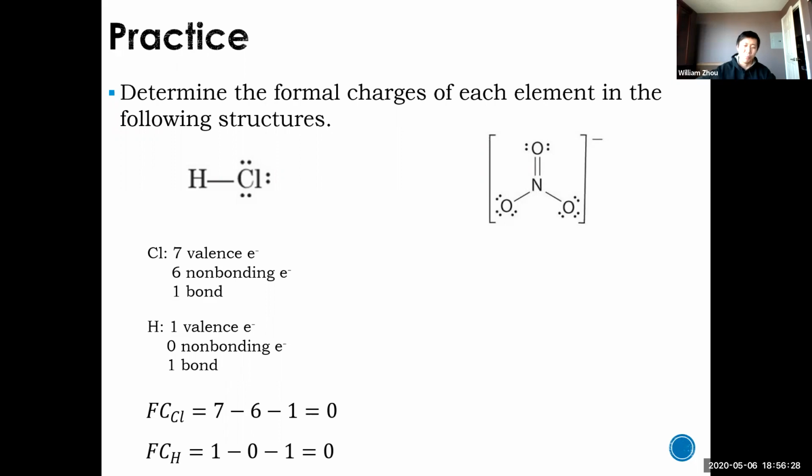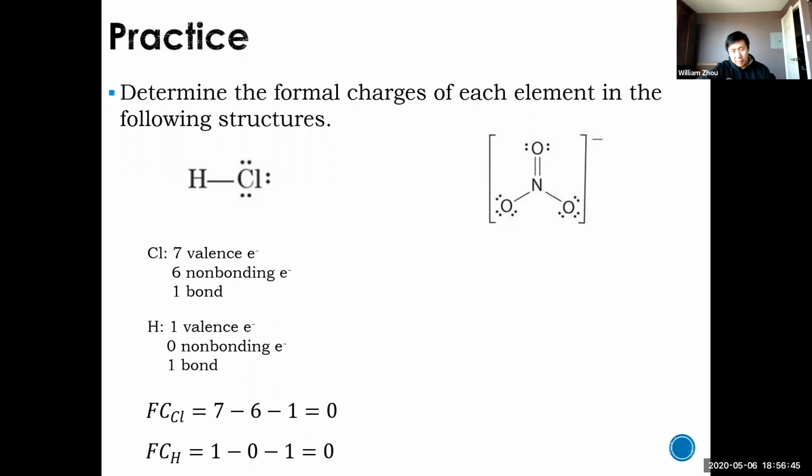Okay, so you can just omit that calculation in the future. If you see hydrogen bonded to anything, the formal charge of that hydrogen is going to be 0. So again, you have 0 across the board. This tells you that this structure of HCl is very accurate.